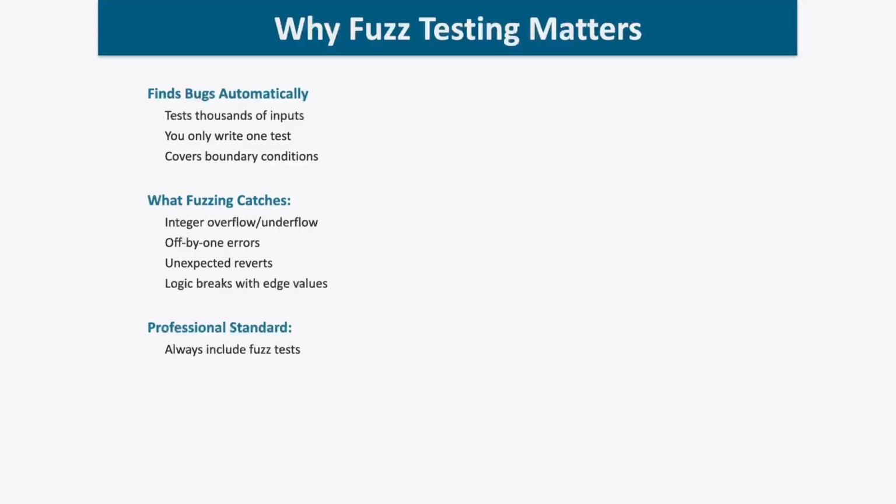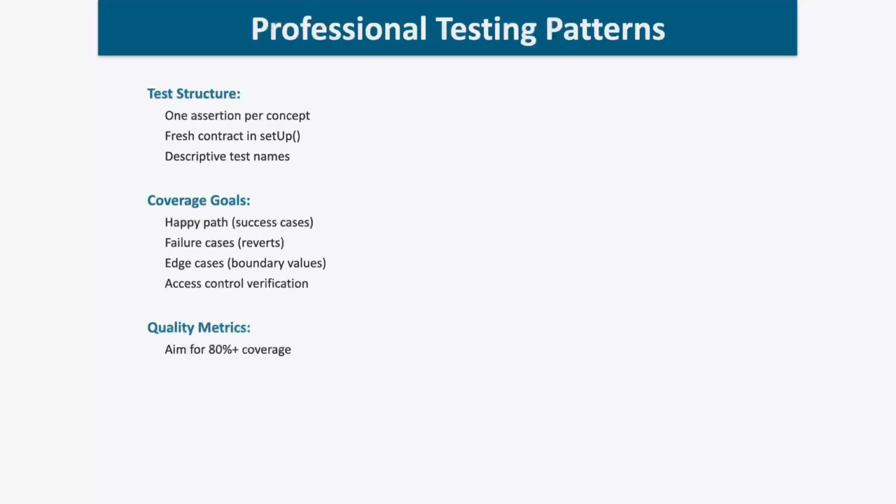Professional developers include fuzz tests in every serious contract. It's not optional, it's expected. You can't manually test thousands of inputs. It's impossible. Only automation can do this. Fuzzing is how you find bugs before users find them. Fuzz testing isn't advanced, it's essential. Start using it now. Let me share the patterns that professional developers follow.